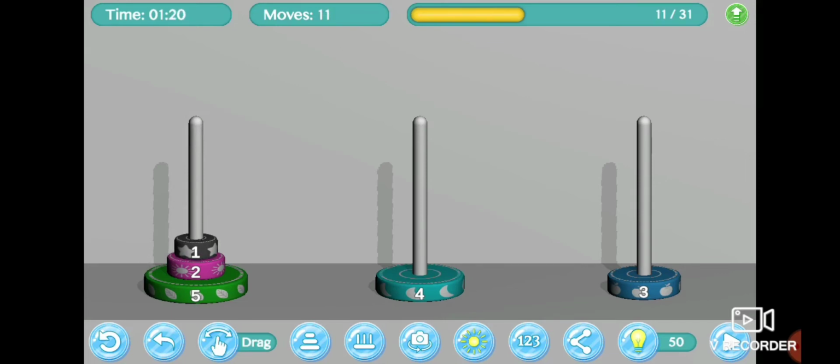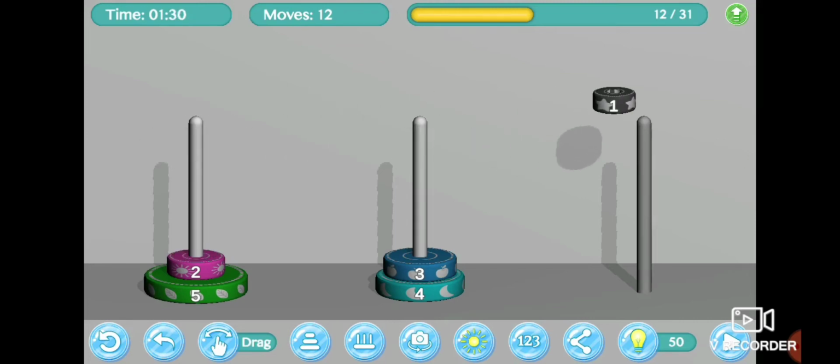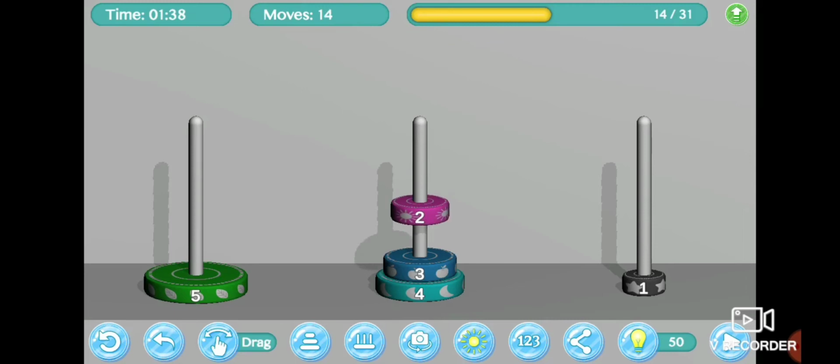And the third disc move to the second rod. And the first disc move to the third rod. And the second disc move to the second rod. And the first disc again move to the second rod.